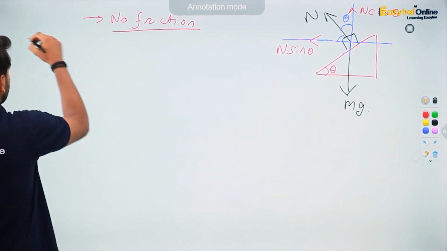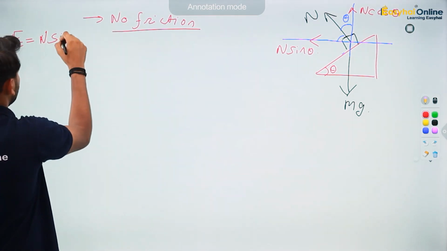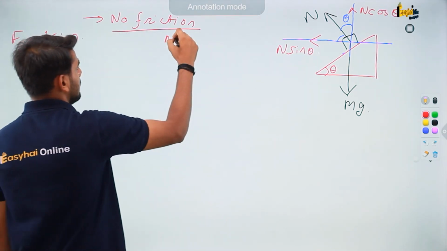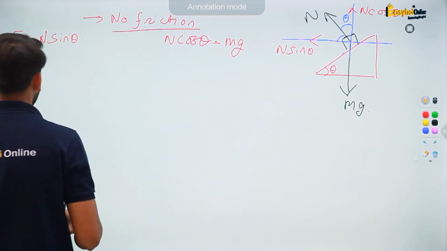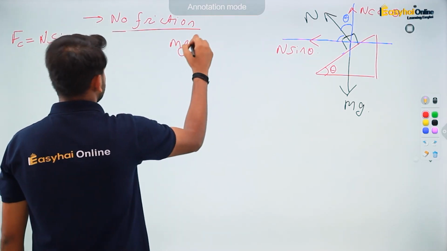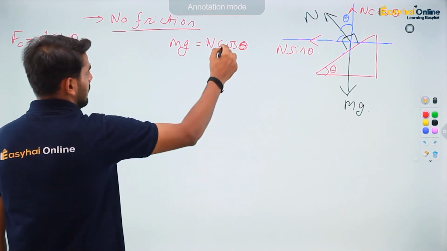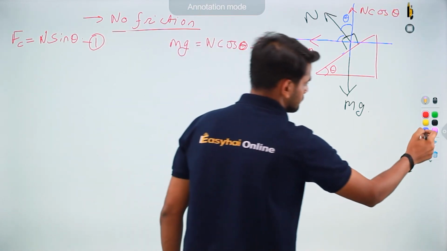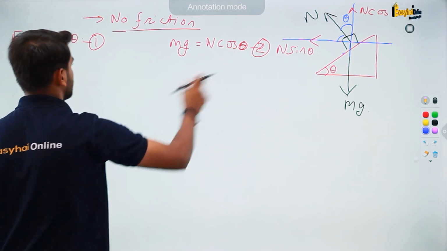Let's just write that. Fc, that is the centripetal force, is equal to n sin theta. Another important thing is n cos theta is equal to mg. Or let me write this way: mg is equal to n cos theta. Now if I say that this is equation 1 and this is equation 2, let me divide the two equations. Let me divide equation 2 by equation 1.